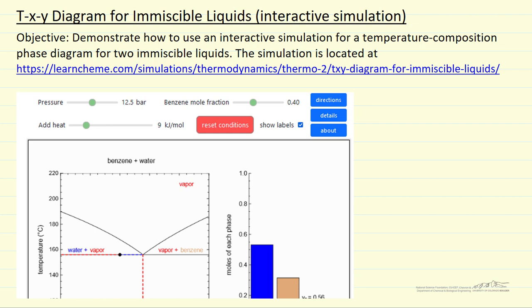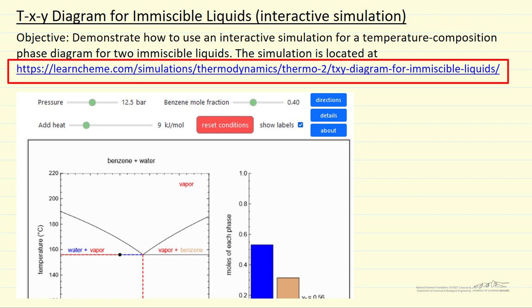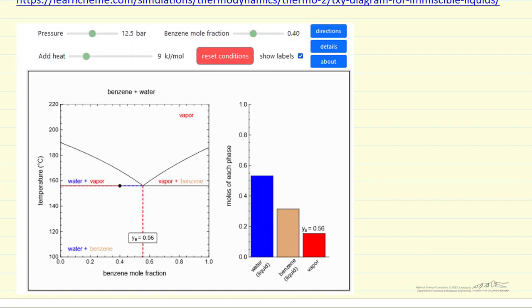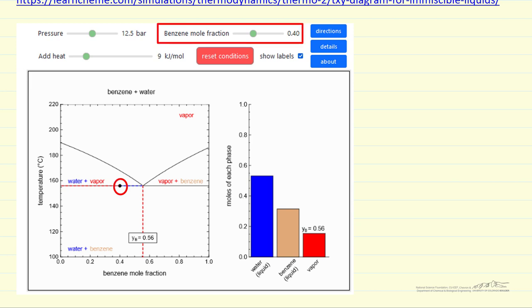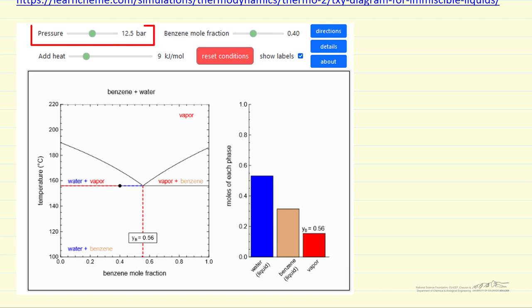I'm going to demonstrate how to use an interactive simulation that models the temperature mole fraction diagram for two immiscible liquids, and so the phase behavior when we have liquids and vapor present. The simulation is located at this link on the LearnChemE site, and this is a snapshot of what the simulation looks like. We can move this black dot around by changing the mole fraction of benzene and by changing the heat added or removed. We can also change the diagram by changing the pressure, since the TXY diagram is for one pressure.